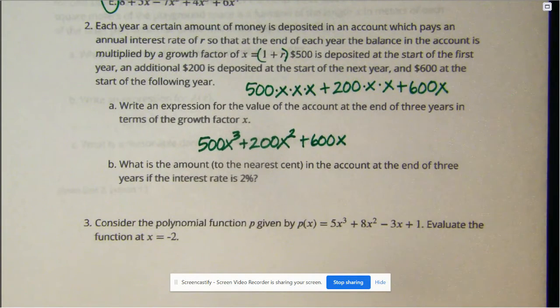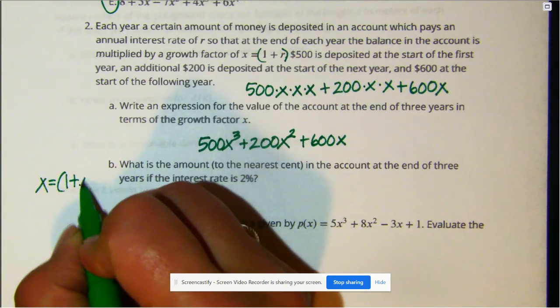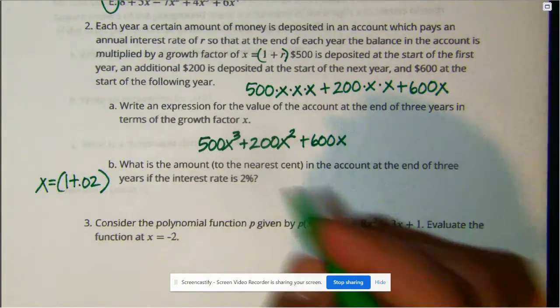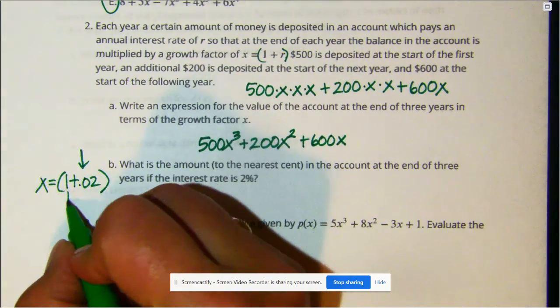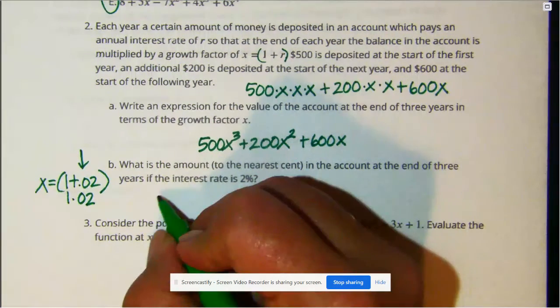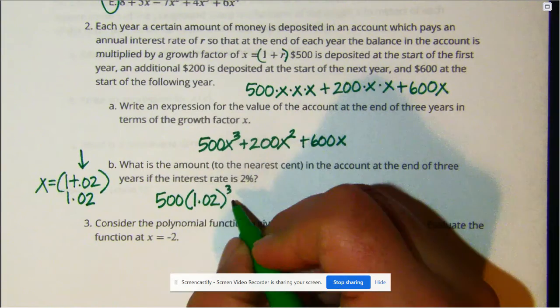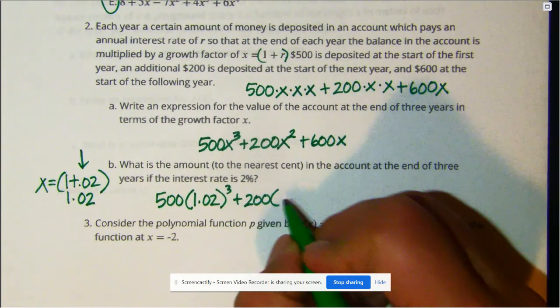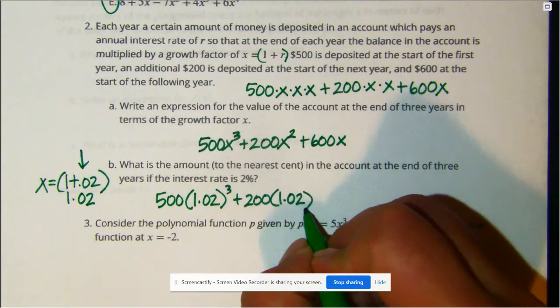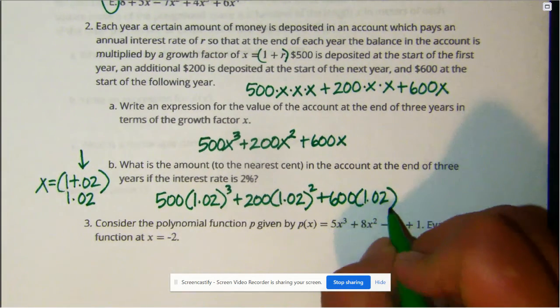So x stands for 1 plus the rate. 2% is 0.02, so that's 1.02. So wherever I see x, that's what I'm going to put. 500 times 1.02 to the third, plus 200 times 1.02 to the second, plus 600 times 1.02.